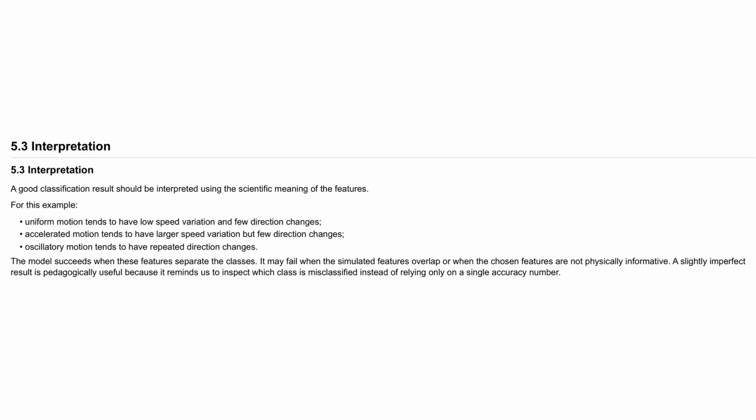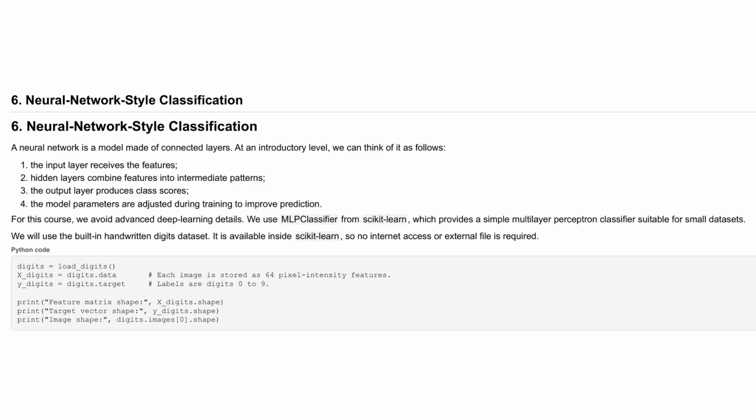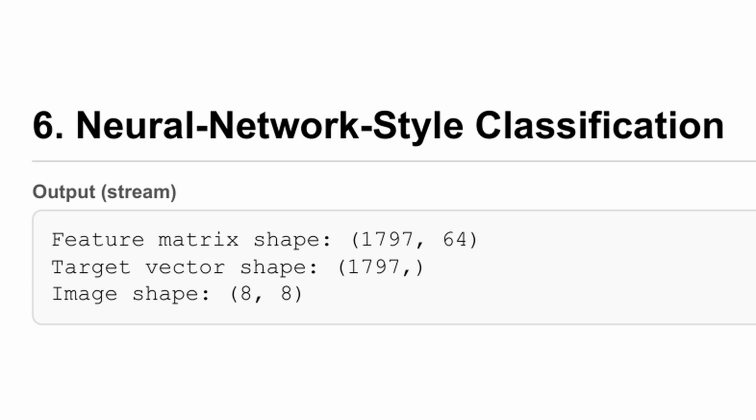In our example, the model succeeds because the physical features generally separate the motion classes well, but the slight overlap causes realistic misclassifications. Next, we move to a neural network style classification. We will use a simple multi-layer perceptron on the built-in scikit-learn digits dataset, where each image is an 8x8 grid of pixels. The output confirms our dataset shapes.